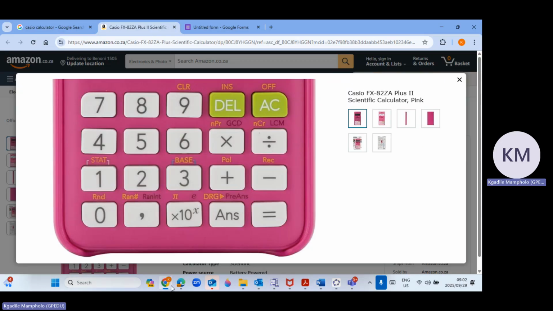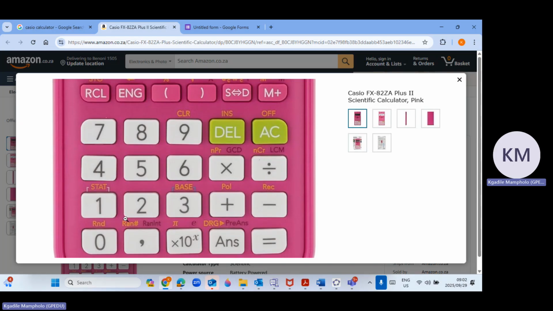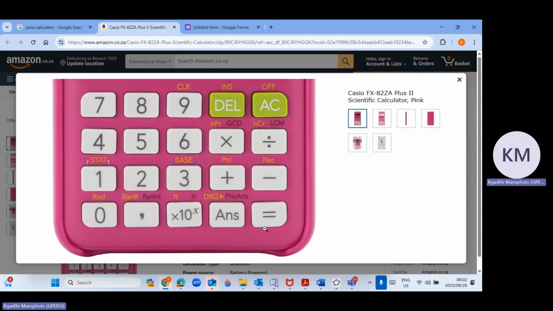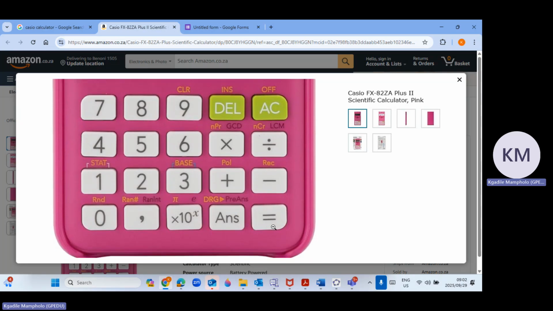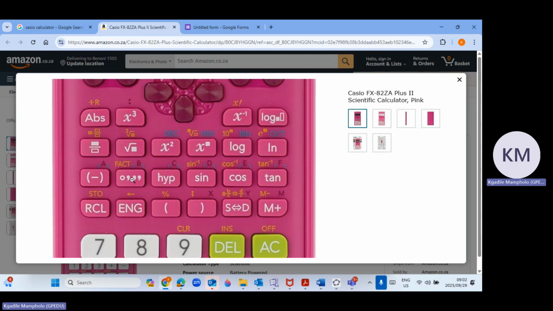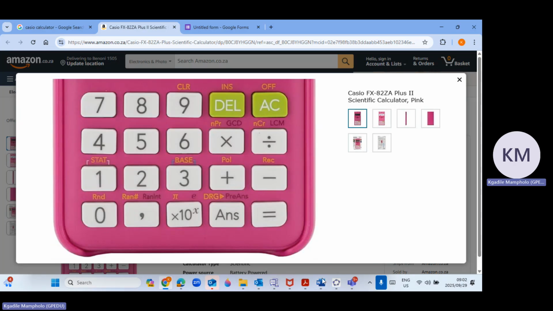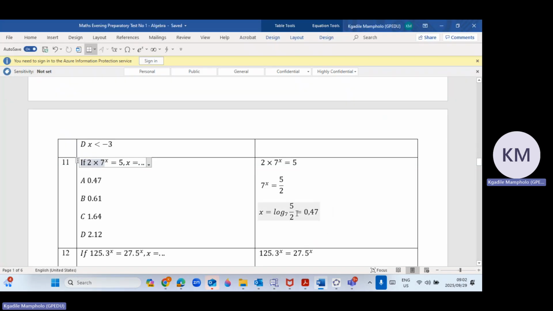But remember, if the bases can be the same, let's use the method like if you want to change 1024 to the prime factors, you say 1024, then say equal sign, then from there you press shift, then you press this key, then you find the prime factors. But in that one, 5 over 2 cannot be changed to 7 to the power something. So if the bases cannot be the same, you use the log which is below the on key.